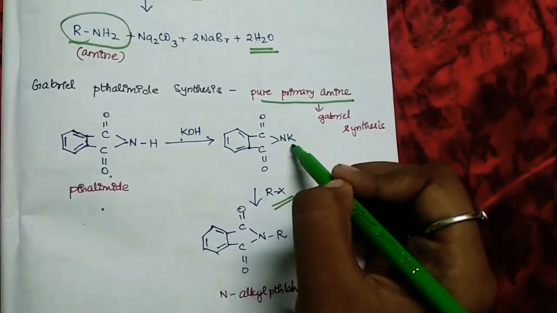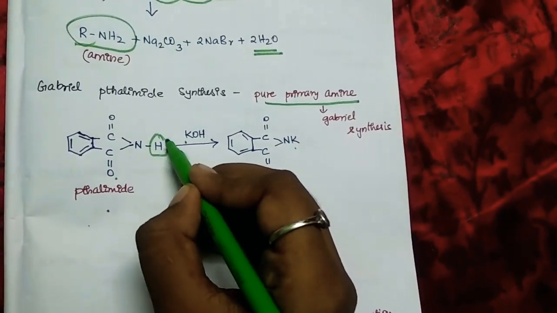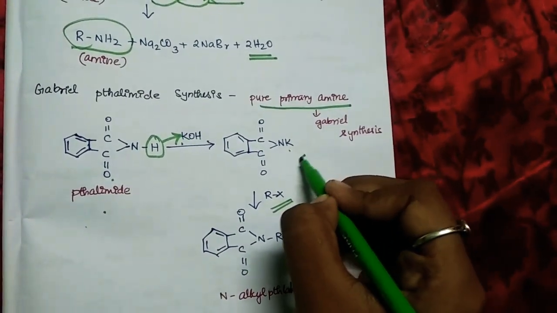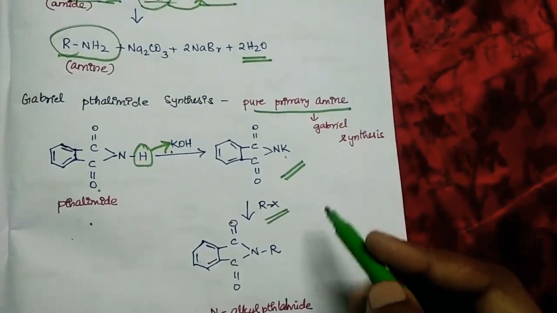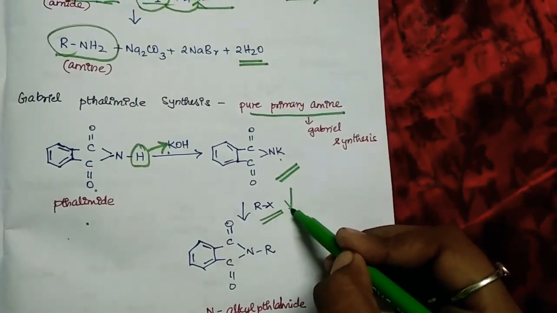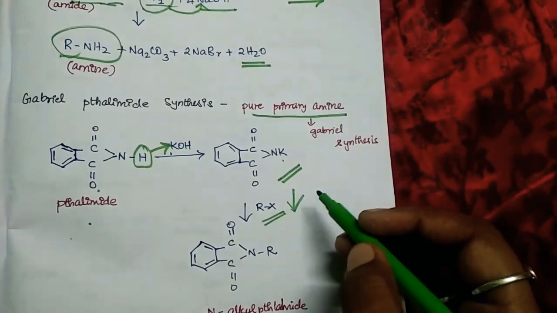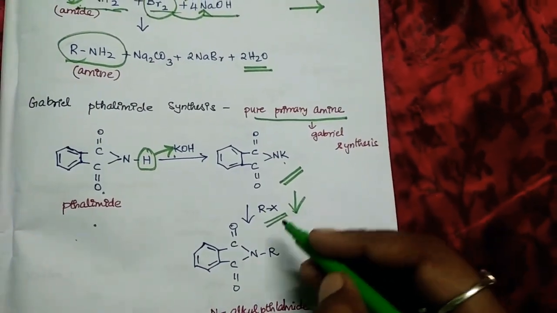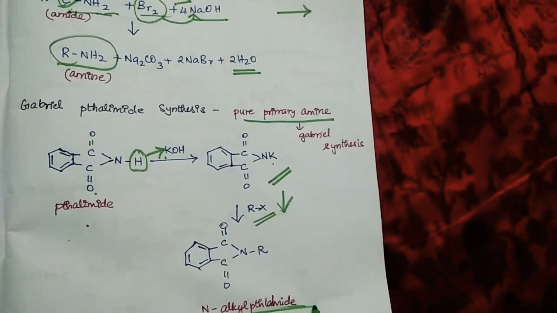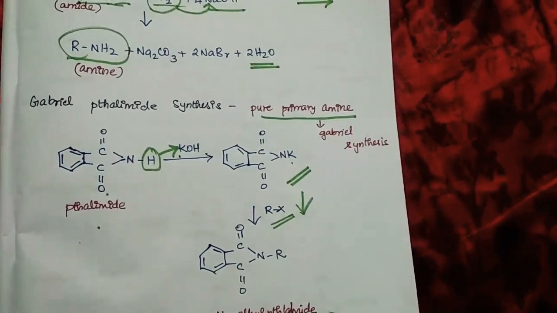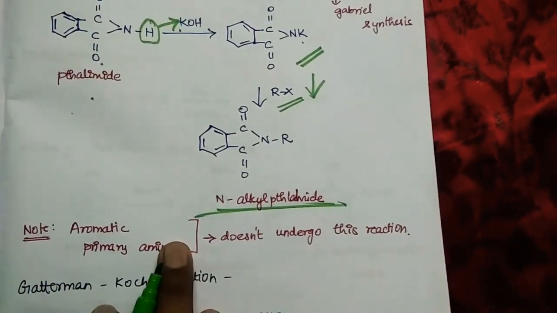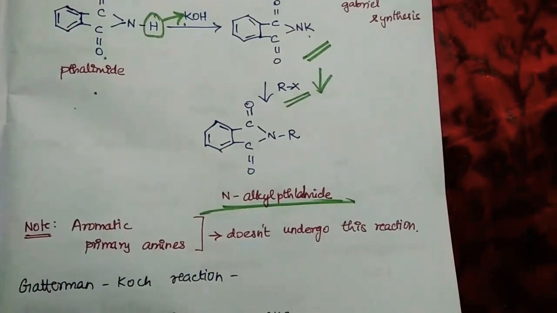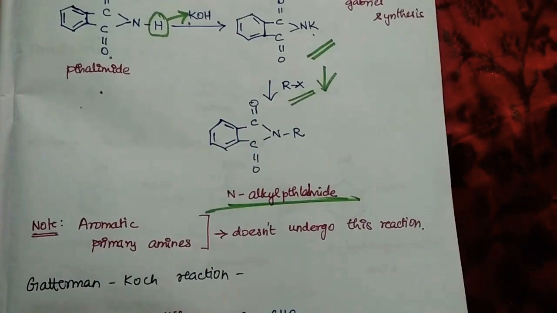here H is replaced by K to give potassium phthalimide, and when it is reacted with alkyl halide, it gives N-alkyl phthalimide. So aromatic primary amines don't undergo this reaction. This is an important point in this reaction.